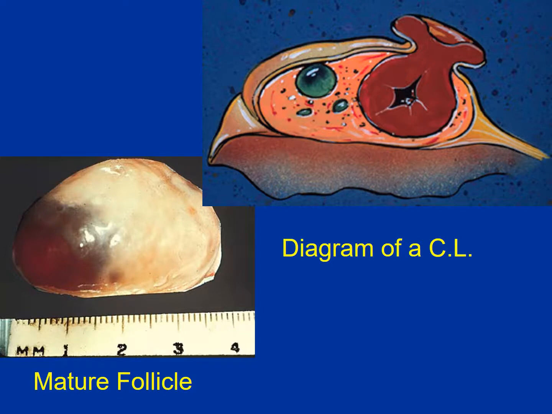I'm not sure if these are the best diagrams, but so here we have, I wish it was colored yellow instead of red, but this is a CL, so we have the external part, but it's kind of like an iceberg, most of it is below the surface. Here we have follicles that are kind of developing and migrating towards the surface. Here's a mature follicle, appears like a blister. And at ovulation, this will break open and the ovum comes out.